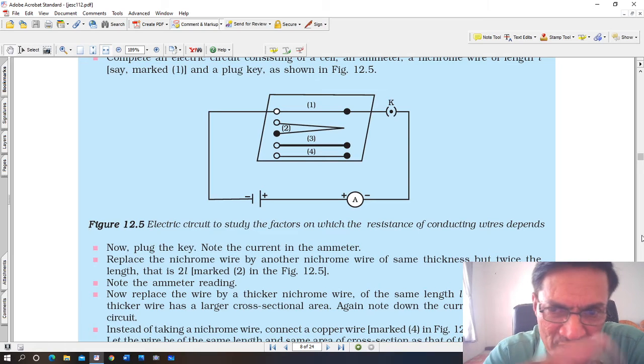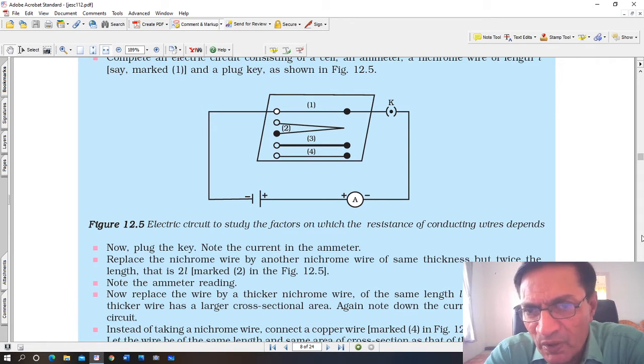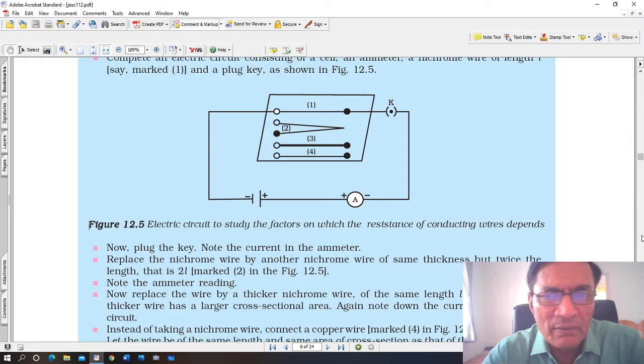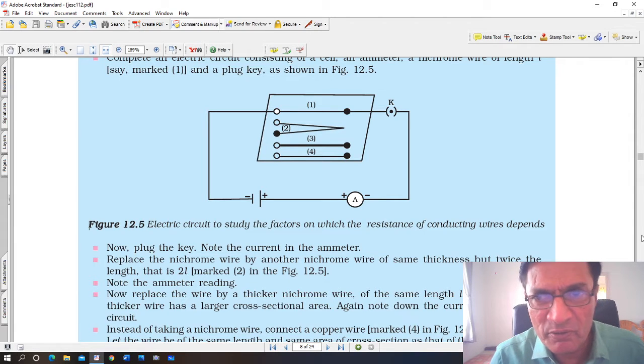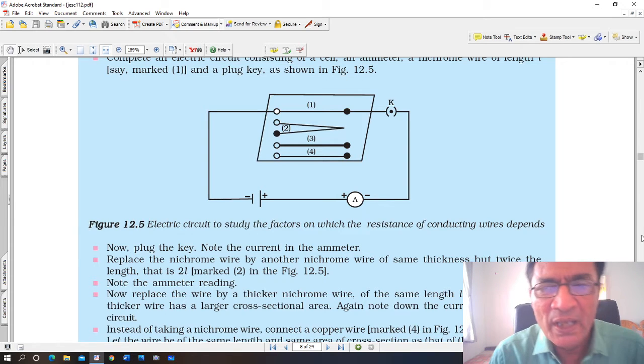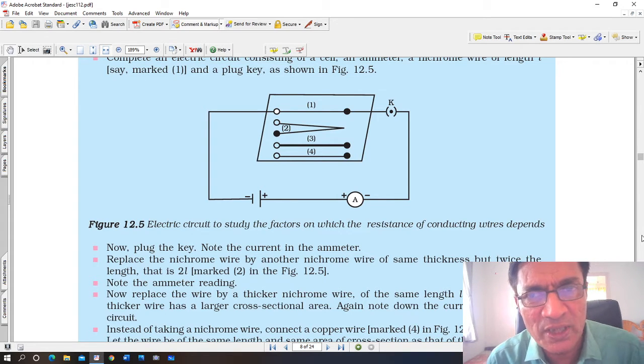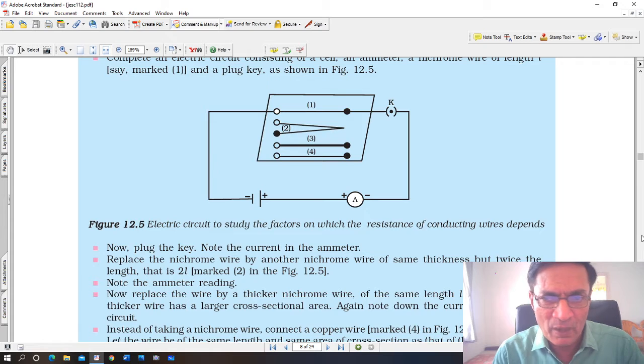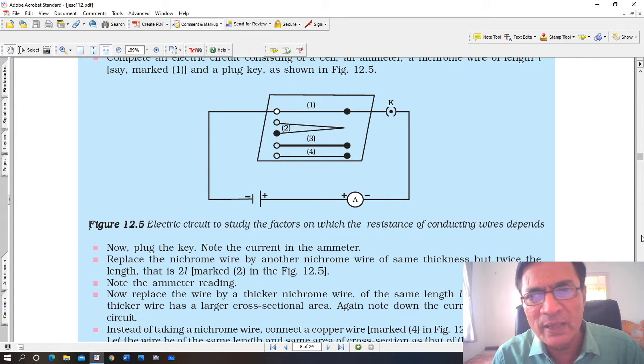Alright, now here the current is flowing. Now there are 1, 2, 3 and 4. The first one, number 1, is a nichrome wire. That wire is made of a nickel and chromium alloy, which you have discussed earlier. It is generally used in electricity experiments. We take a nichrome wire of some known thickness and length.